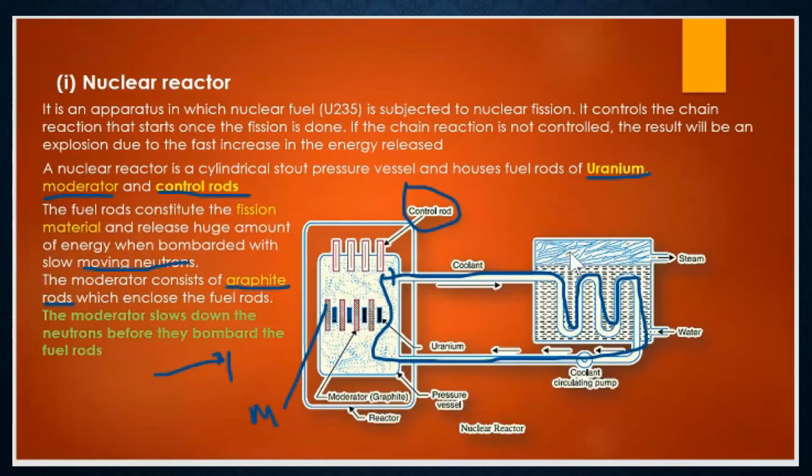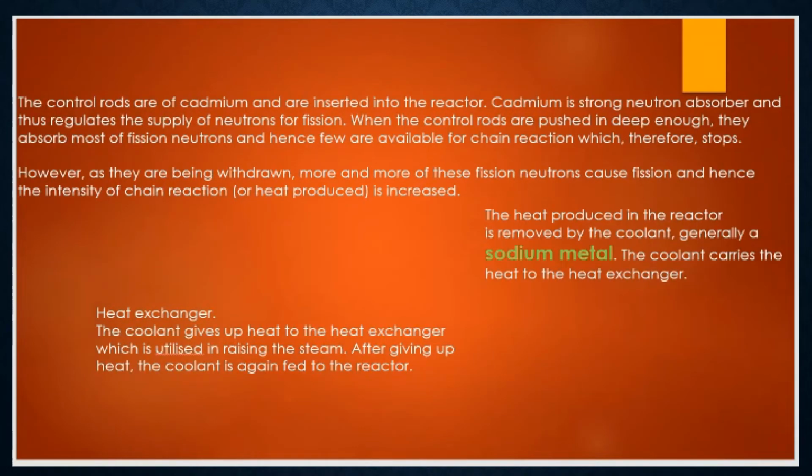So in the heat exchanger, what will happen? This coolant will have some heat. That heat is given to this water, and water is converted into steam, and steam will be going into the turbine. Steam will be going into the turbine from the heat exchanger by taking the heat from the coolant. The coolant gives heat to the heat exchanger, which is utilized in raising the steam.